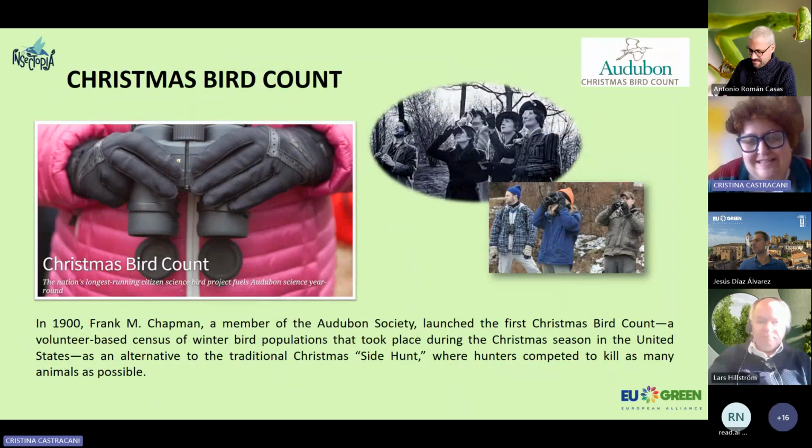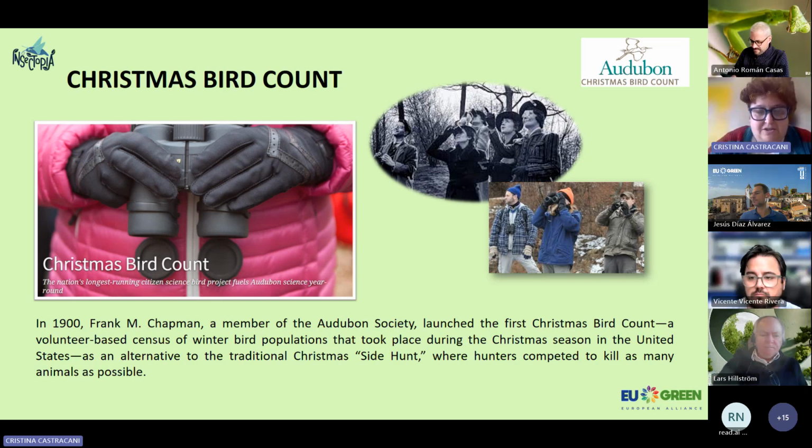But the first citizen science project of the modern age that we consider a real modern citizen science project is the Christmas Bird Count. In the year 19, Frank Chapman, a member of the Audubon Society, launched the first Christmas Bird Count, a volunteer-based census of winter bird populations that took place during the Christmas season in the United States as an alternative to the traditional Christmas side hunt, where hunters competed to kill as many animals as possible. So the idea was, instead of killing animals, just take some pictures and notes about their presence.